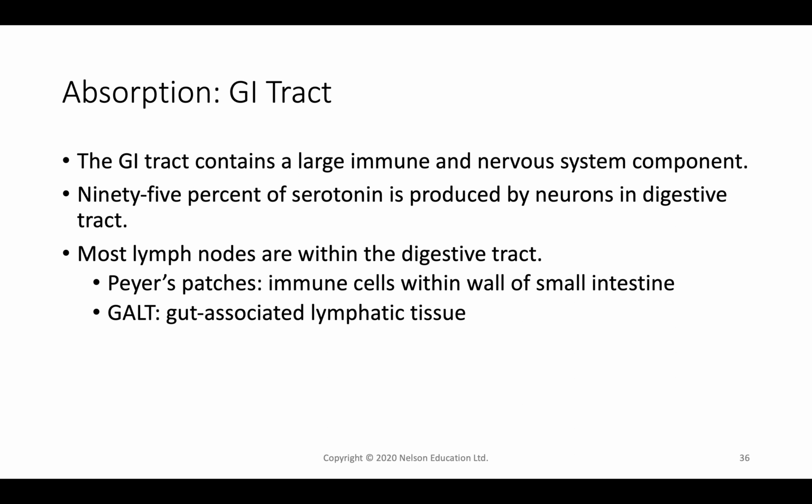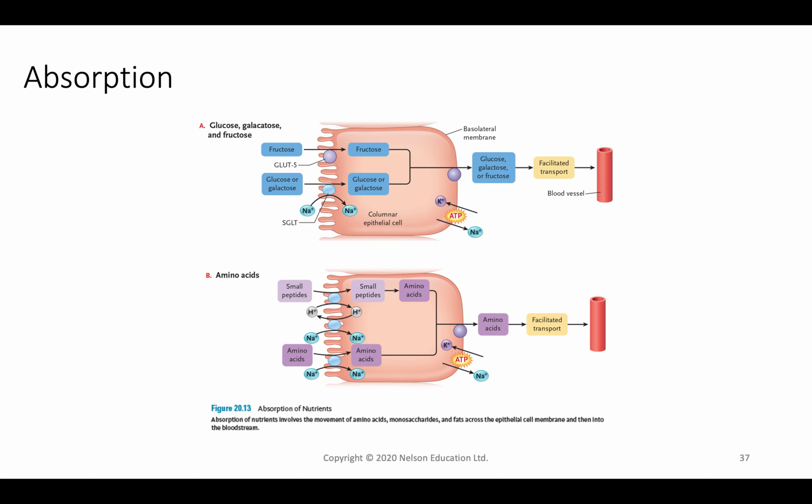Now, serotonin is going to be produced by most of the neurons in the digestive tract. Almost all of the serotonin in the body, 95% of the serotonin in the body, is produced by the digestive tract. And we also have lymphatic tissue within the digestive tract that are known as lymph nodes, as well as, we learned it growing up as mucosal-associated lymphatic tissue, MALT, but now it's known as GALT, or gut-associated lymphatic tissue. It's going to be lymphatic tissue that is going to be found throughout the mucosal layer of the digestive tract in little nodules, basically.